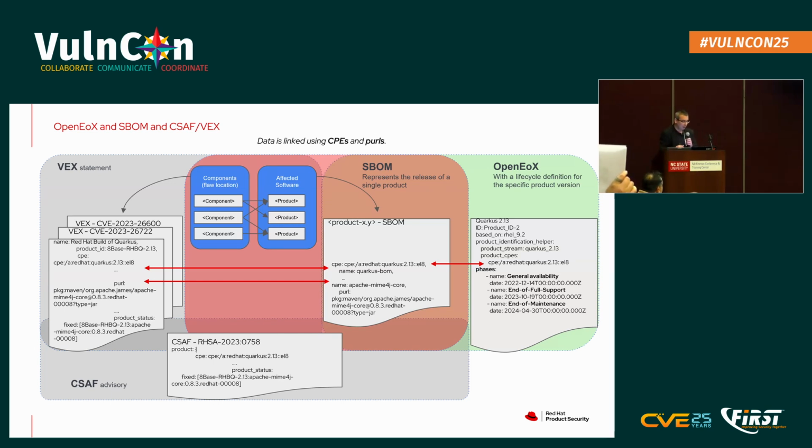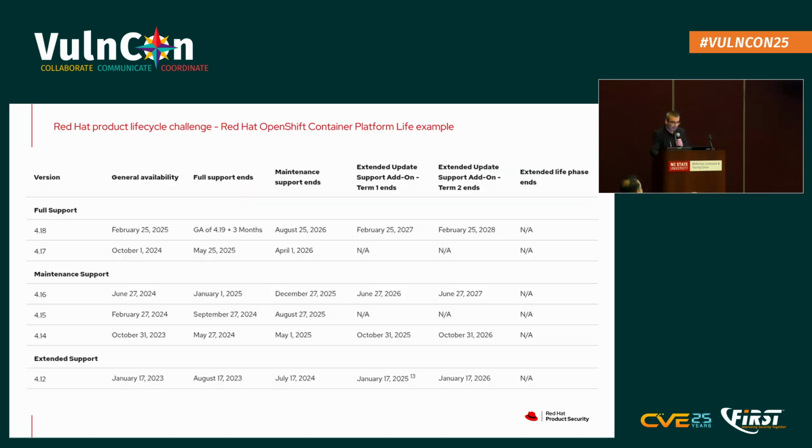In this case, the connection is through CPEs and pools. So the user can check that, okay, this is my product, this is the content, and this is the existing current phase for this product. I know how long this phase will remain and how long this product will be supported. Let's take a look at a real example.